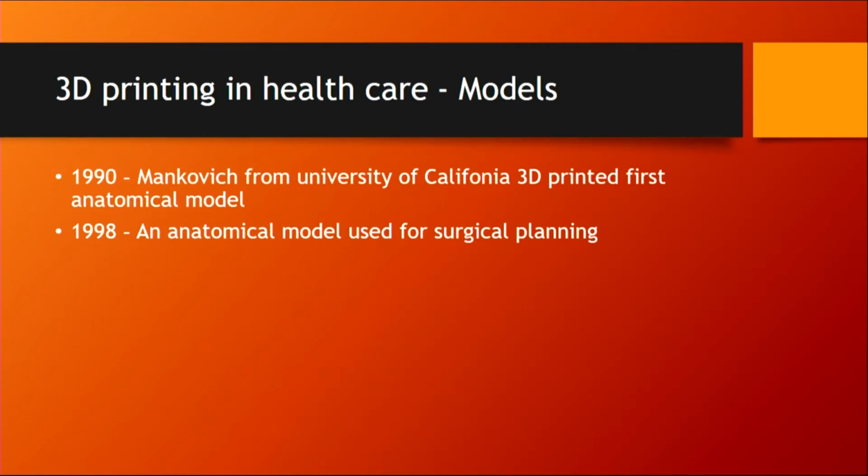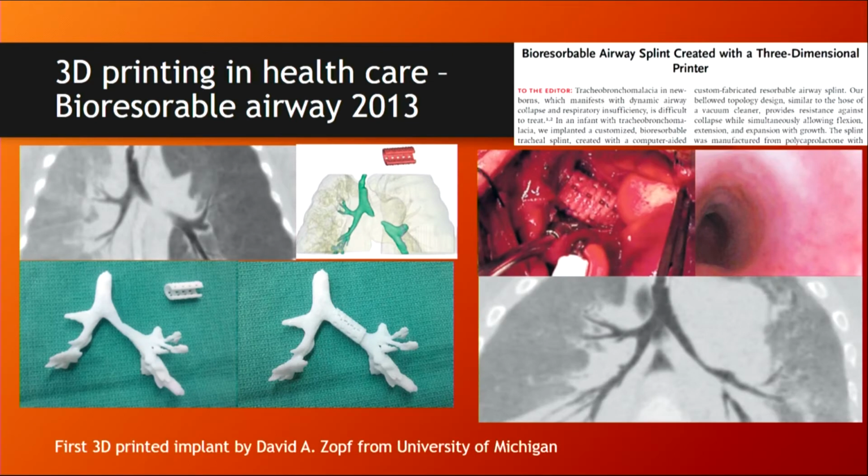In healthcare, though the 3D printer was introduced very long back in the 1990s, when we started printing anatomical models, it took nearly 20 years for us to start making implants. Dr. David A. Zopf from the University of Michigan made the first bioabsorbable airway model, which is used to treat babies with tracheobronchomalacia to prevent collapse of these airways.